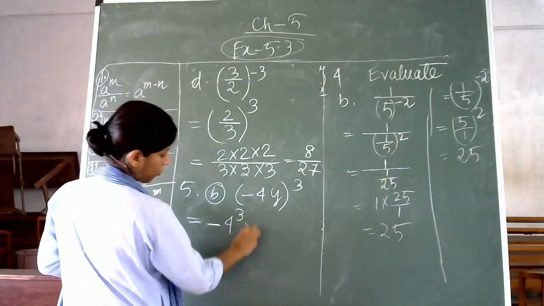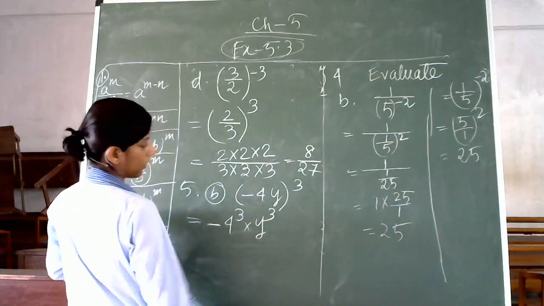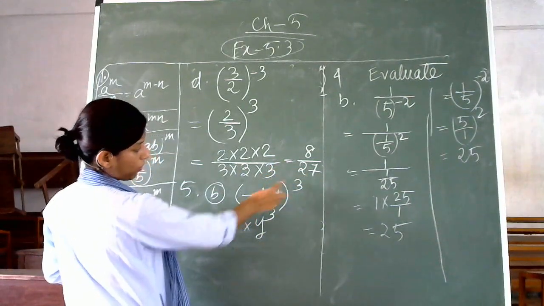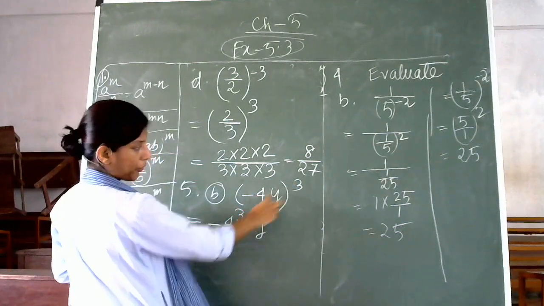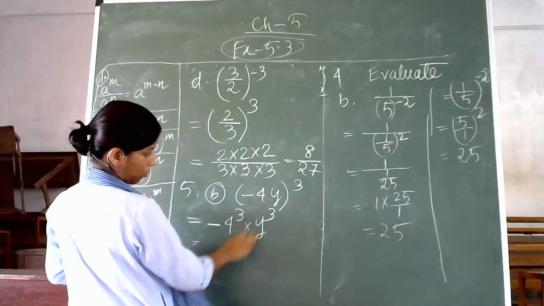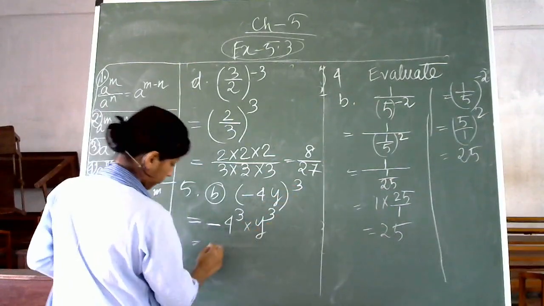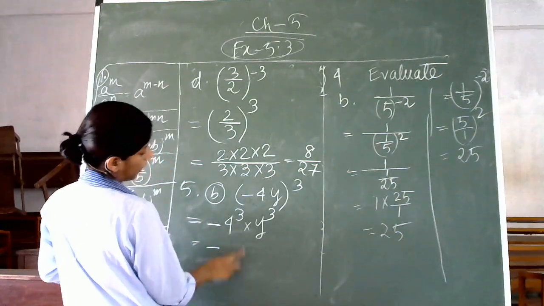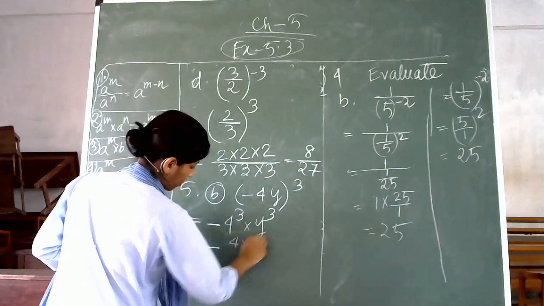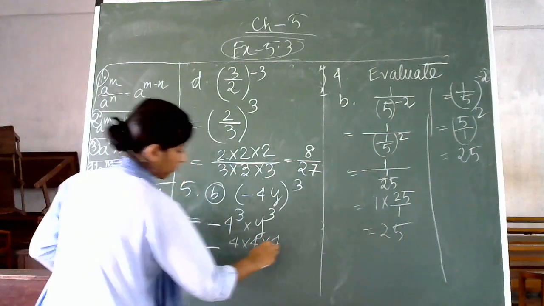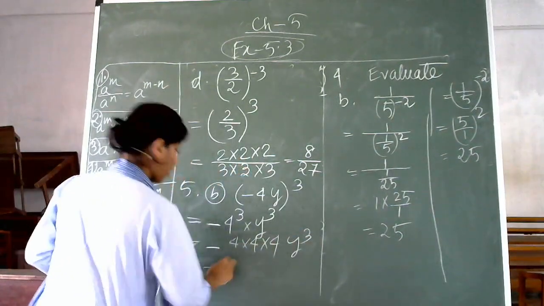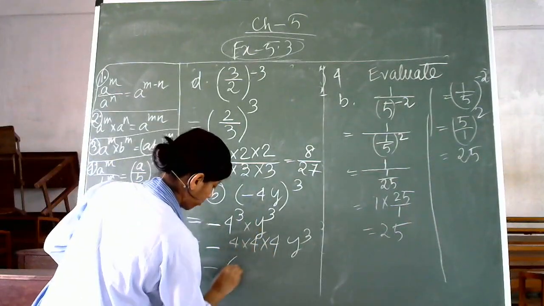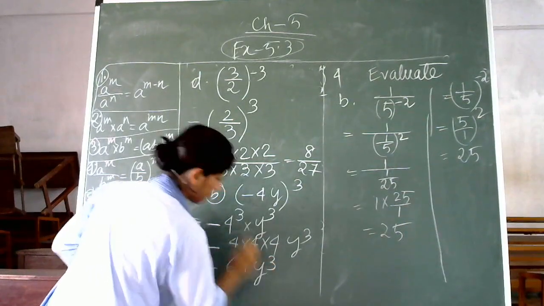Then y cubed. What I've done, I've split this bracket, something to the power 3. So minus to the power 3 is minus. 4 to the power 3 is 4 to the power 3, into y to the power 3 is y to the power 3. Now 4 to the power 3 is how much? 4 into 4 into 4. So if you multiply 4 three times, what will be the answer? The answer will be 4 times 4 is 16, 16 times 4 is 64, if I am not wrong.